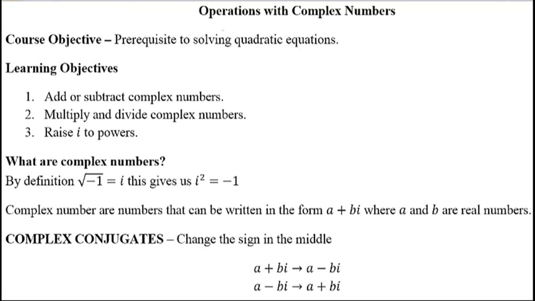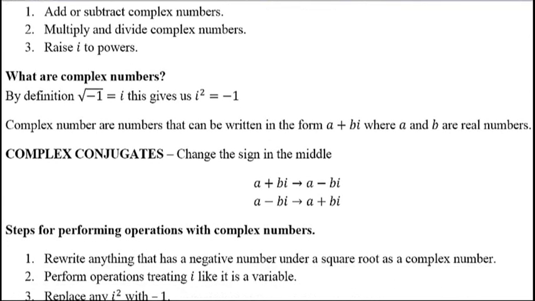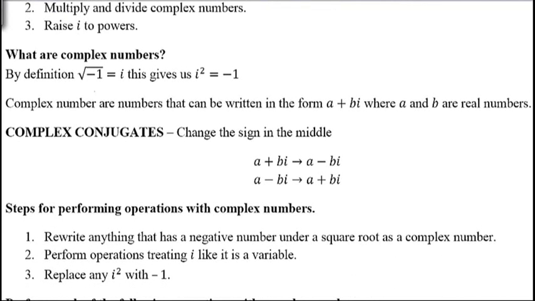This lecture video is about operations with complex numbers, so we're going to learn how to add, subtract, multiply, and divide them, and also raise i to powers. So again, a complex number, by definition, the square root of -1 is equal to i, and this gives us that i squared is equal to -1.